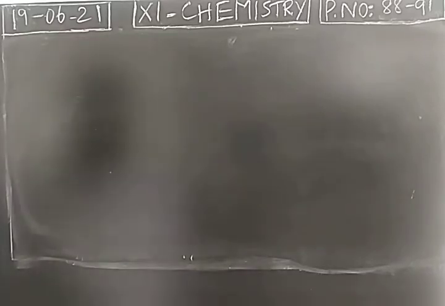Dear students, good morning. In today's class, we are going to discuss periodicity in valence and periodicity in chemical properties. We have already completed 4 important physical properties: atomic radius, ionization potential, electron affinity, and electronegativity. So, variation of these physical properties in the modern periodic table is completed. Next, we move into valence.